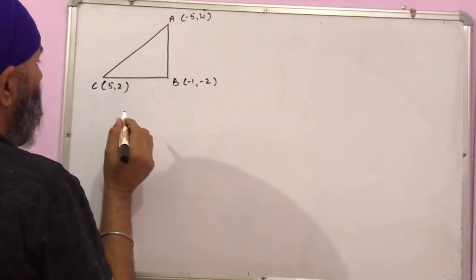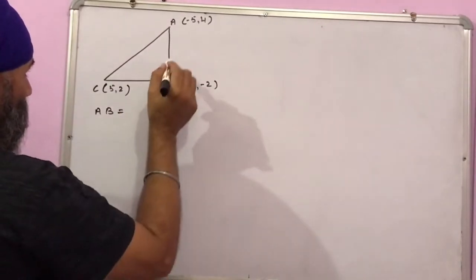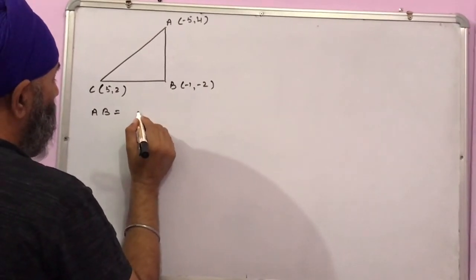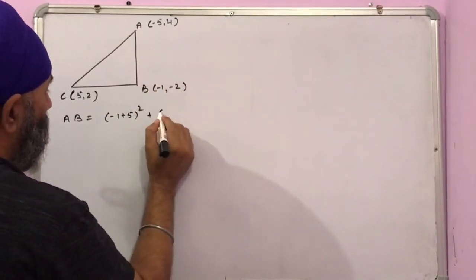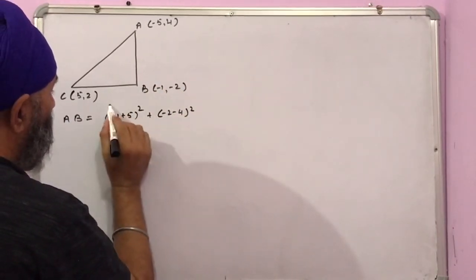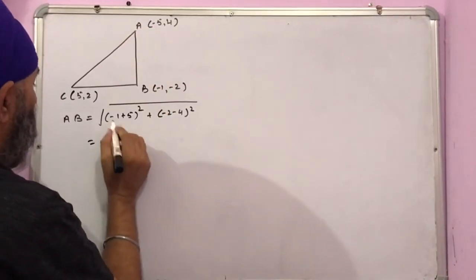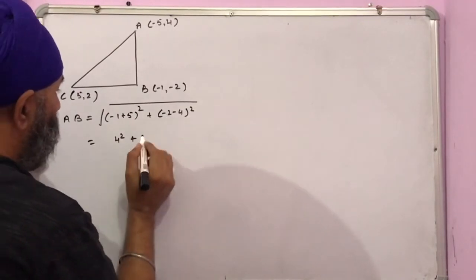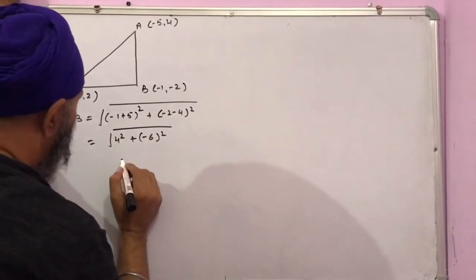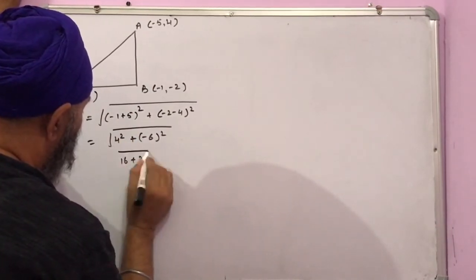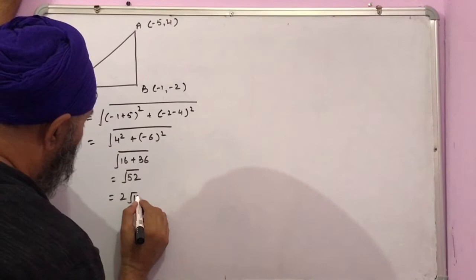So first I find AB. What is distance AB? I apply the distance formula: (-1 + 5) square, then (-2 - 4) square. 5 minus 1, 4 square, and -2 minus 4, minus 6 square. It is 16 plus 36, 52, that is 2 root 13.